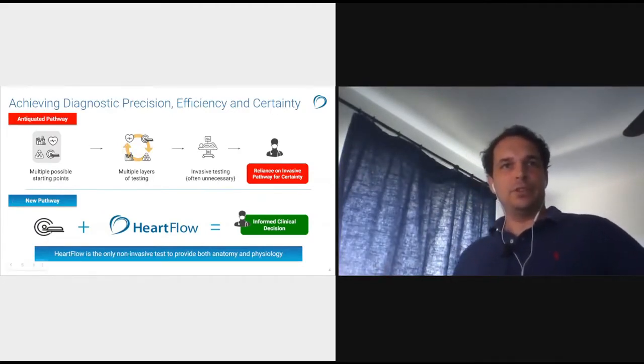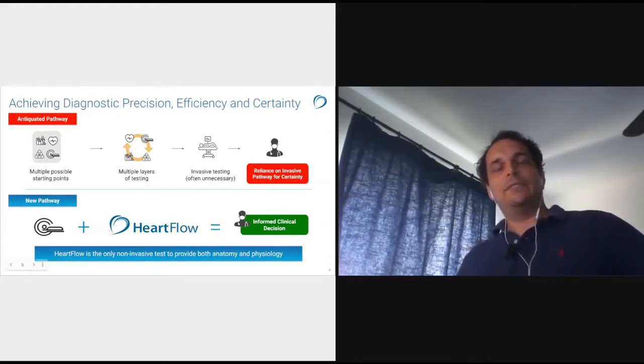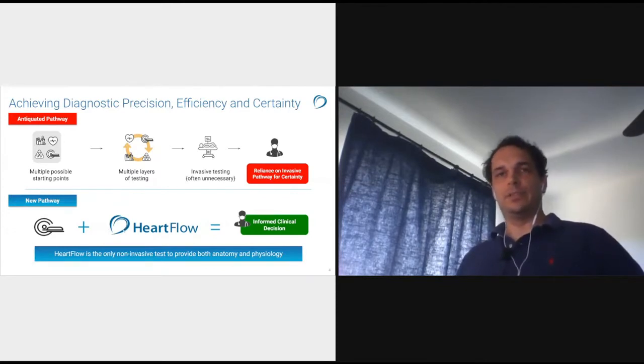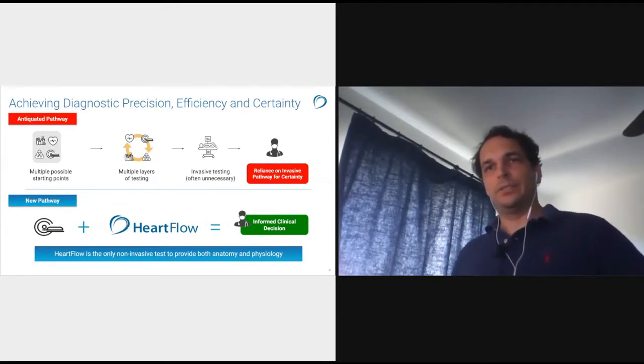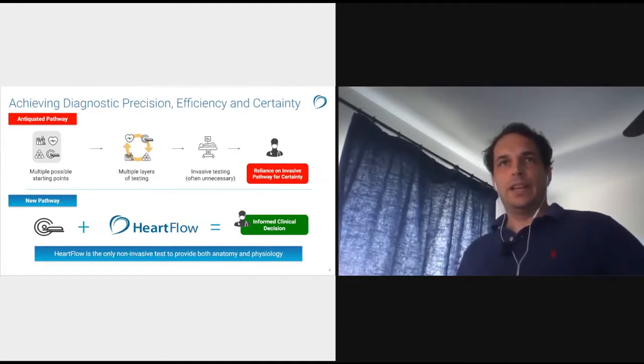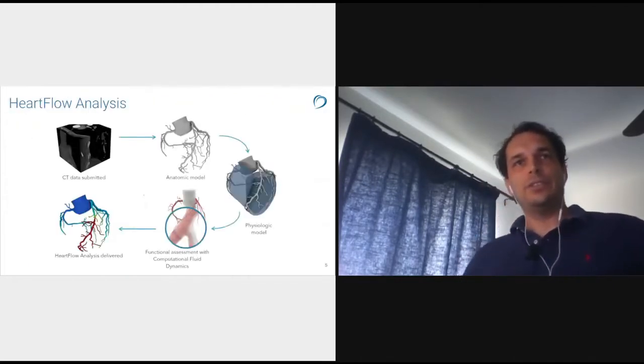We just rely on a typical CT angiogram, and then we simulate the blood flow in the coronary arteries to make a decision if the disease is obstructive or non-obstructive. So we offer both anatomical and physiological information. And this looks in a bit more detail as follows.